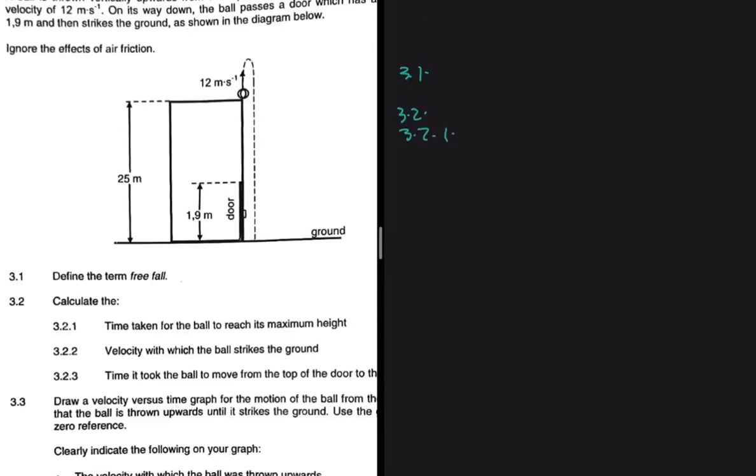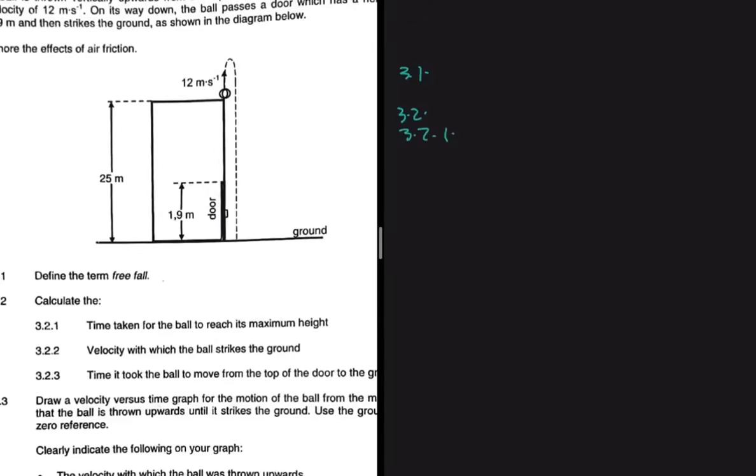3.2.1 is saying that let's calculate the time taken for the ball to reach its maximum height, right? So let's do a bit of conceptualizing here. So we're at the top of the building here, and then the ball is thrown up with some VI, which is equals to 12 meters per second, right? And then the ball goes up until it reaches some maximum height. At the maximum height, we know that we will have a VF, which is equals to 0 meters per second, right? And then what else do we have? We know the acceleration fully well. The acceleration is equals to minus 9.8 meters per second squared.